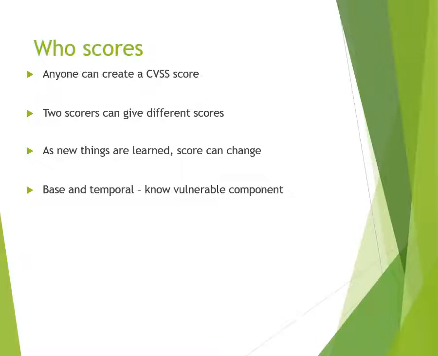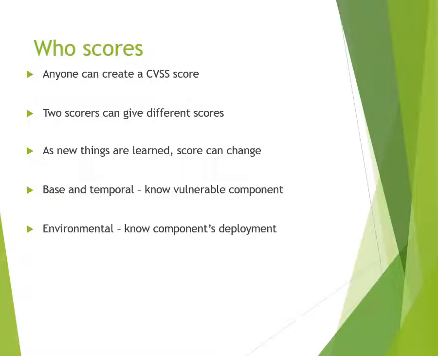The base and the temporal scores are usually done by people who know the vulnerable component. People who are knowledgeable about it, usually the author of the software. However, there are examples of many CVSS scores that are calculated by the person who found the vulnerability, even though they may not be the author of the software.